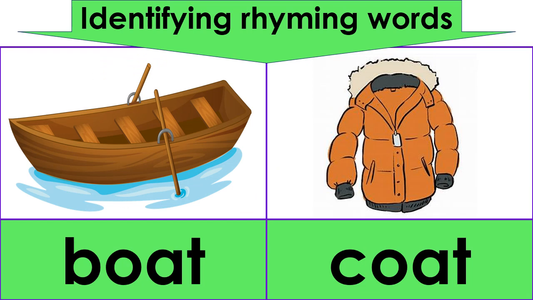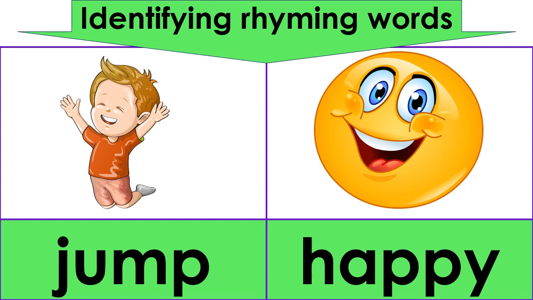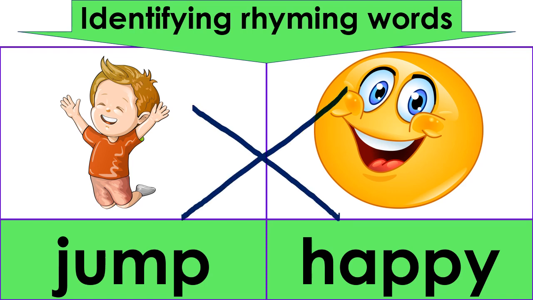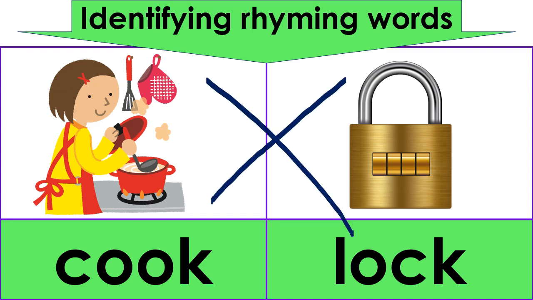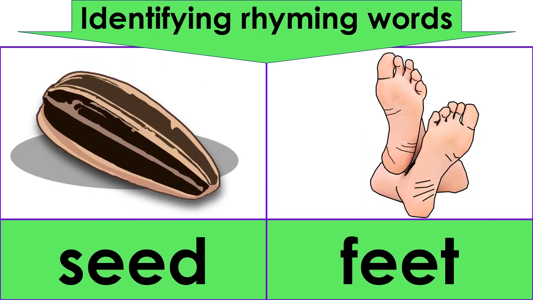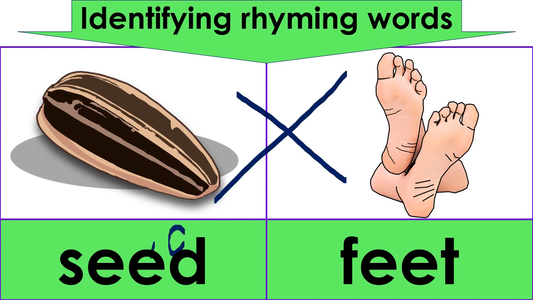Next one, boat, coat. Answer? Yes, rhyming words. Next one, jump, happy. The answer? No. Di magkatunog, di ba? C, amp. Then, P. Magkaiba. So, no. Next one, cook, lock. Answer? Still no. Why? Ito ay cook, tapos ito ay lock. So, magkaiba, kaya no. Last one, we have seed, feet. Answer? No. Magkaiba. No, not rhyming words.